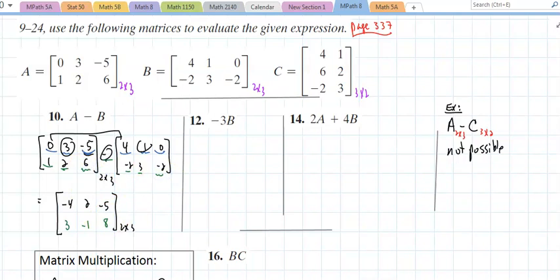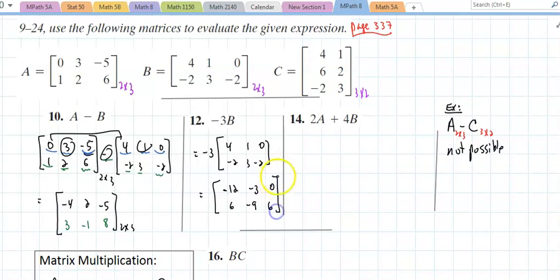There it is. And if you take negative 3B, that's negative 3, and you write matrix B, 4, 1, 0, negative 2, 3, negative 2. And if you multiply that by a negative 3, that's a negative 12, a negative 3, a 0, a 6, a negative 9, and a 6. And that would be your final answer.